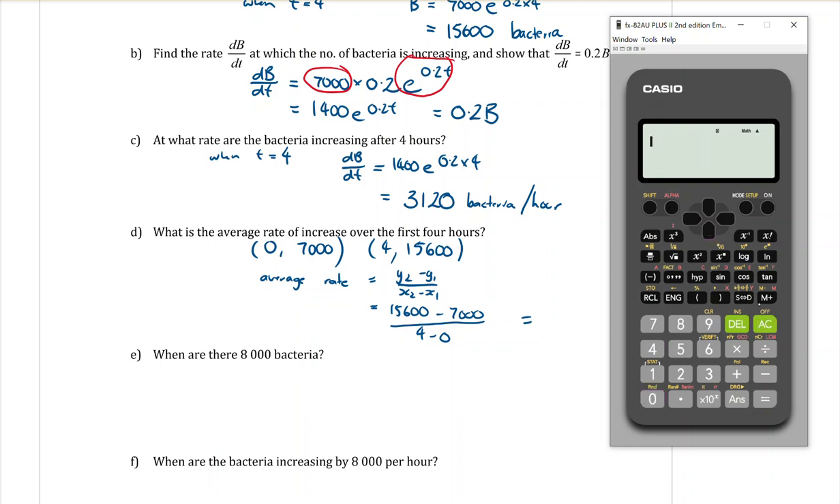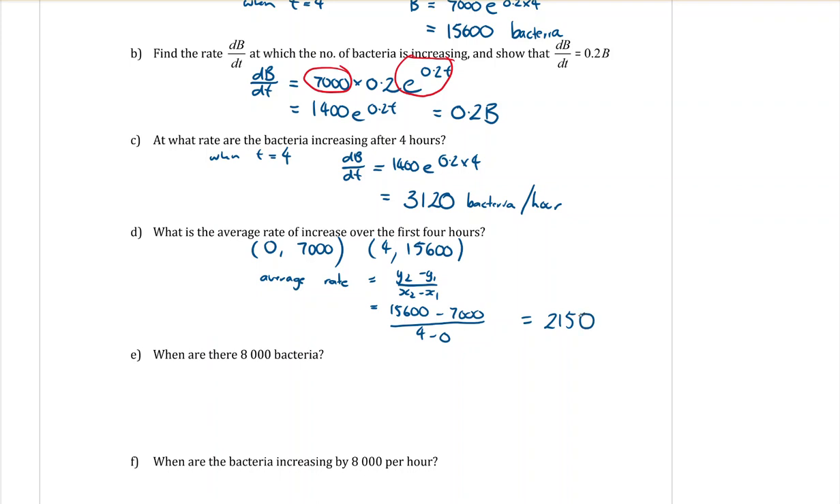Oh, what did I forget? 2,100. Let's see if I get it right this time. There we go. 2,150. Again, this is a rate, and we know that that is bacteria per hour. dB over dt, bacteria per hour.